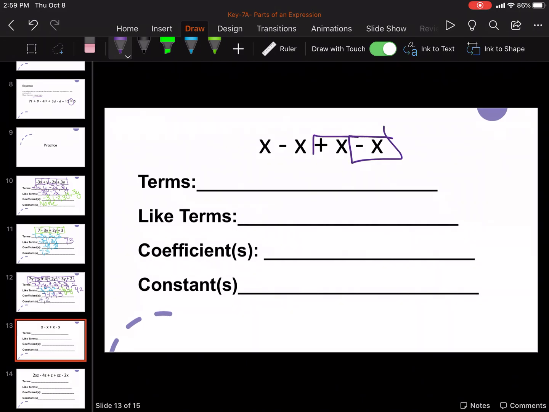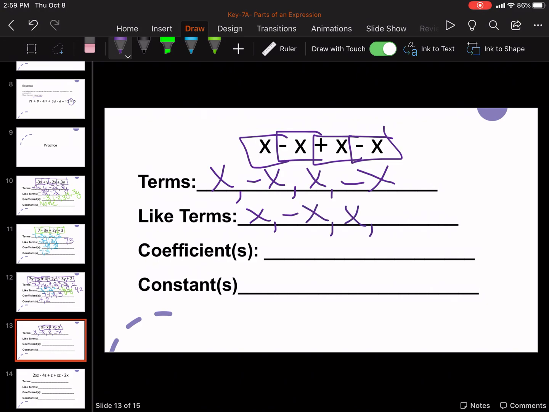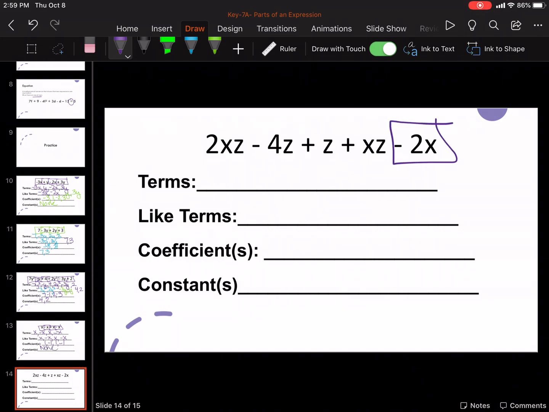Okay, train it up. Try this one on your own and then come back and check it. x, -x, x, and -x. Like terms are all of them. They all have an x. Coefficients are 1, -1, 1, and -1. And constants are none.